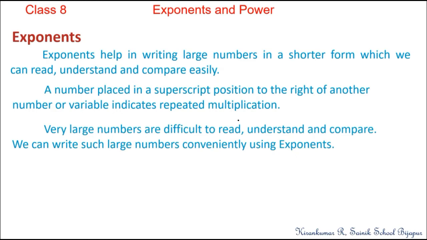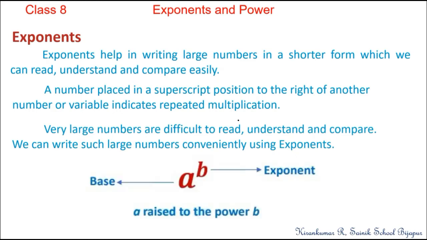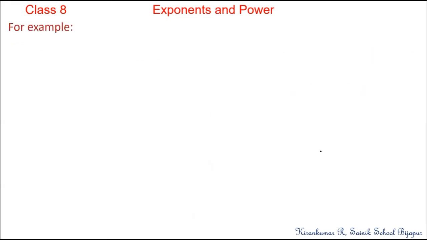The simplest exponent form will be in this format: a raised to the power b. It is read as a raised to the power b. Here a is called the base, b is called the exponent. Let's see some examples. When I write a square, it indicates that a is multiplied 2 times. a times a gives a square. Suppose the same a is multiplied 3 times, this indicates a cube.